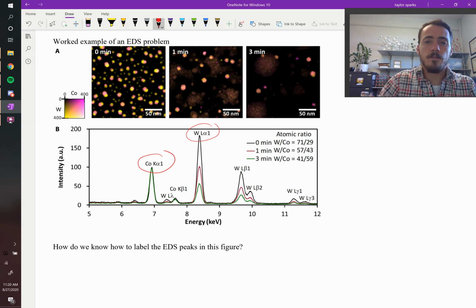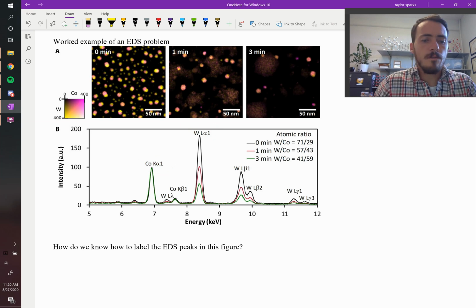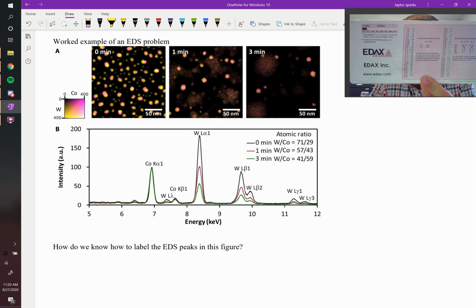How would you label this? If you got this data and it wasn't labeled, how would you know which one's which? Well, you would need to use a table. The most comprehensive tables are things like this. I don't know if you can see that.